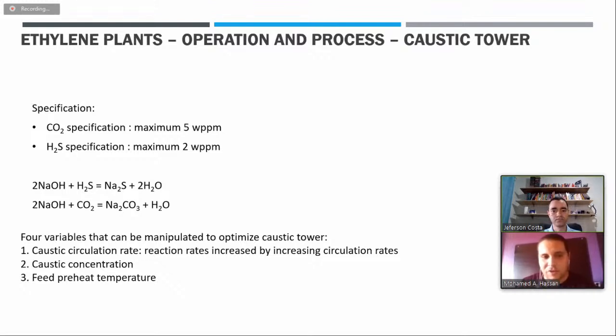The feed heat temperature is an important parameter to optimize the formation of polymers inside the tower. As we increase the temperature too much, the reaction rate constant would increase, so the polymerization rate would increase inside the tower. And if we decrease the temperature below a certain point, there is some condensation happening inside the caustic tower, which promotes the polymerization reaction.